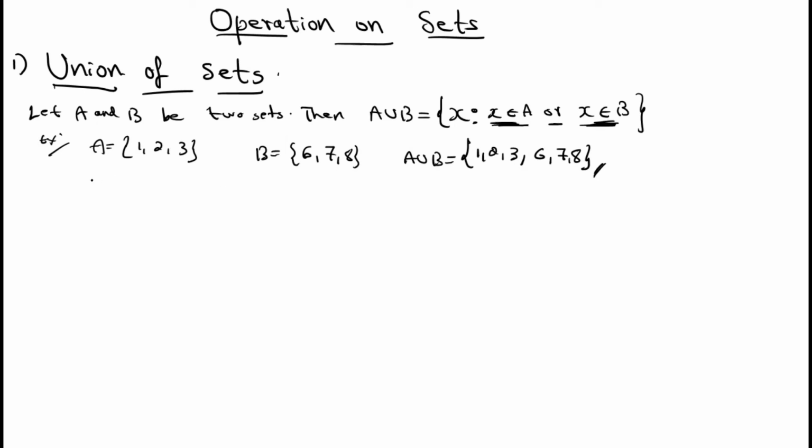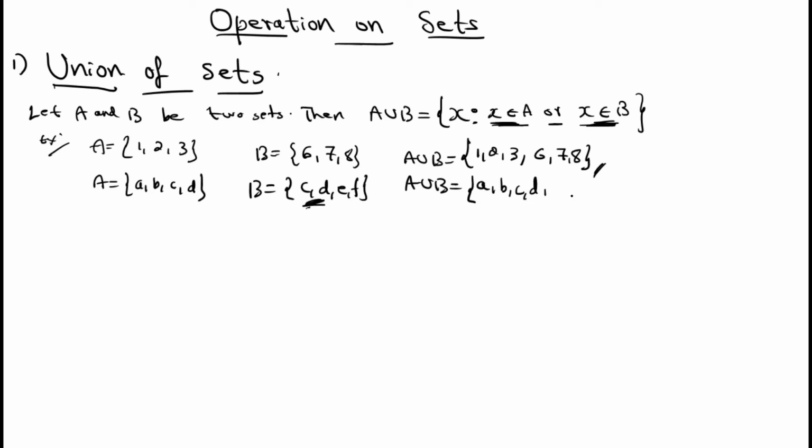Then see, A is equal to A, B, C, D, and B is equal to C, D, E, F. Okay, find A union B. A union B is equal to first all the elements of A, A, B, C, D, and all the elements of B. C and D you already wrote, right? So write the remaining elements E and F. This is nothing but A union B. Okay, take the third example. A is equal to 1, 2, 3, and B is equal to a, b, c.